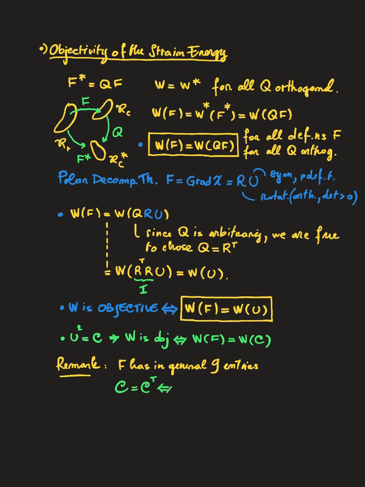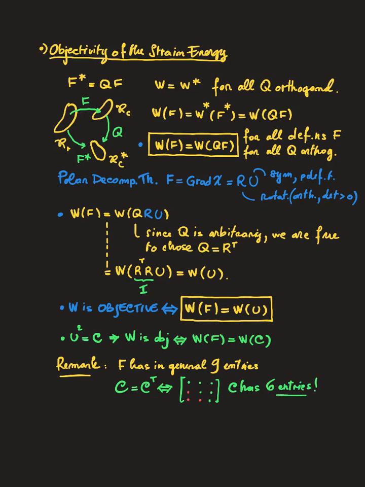So in other words, if you count the number of independent variables inside this tensor, it will be only these entries, because all the others are symmetrically transposed. So C has 6 entries. So contrary to F, which has 9 entries, C has 6 entries. Okay?